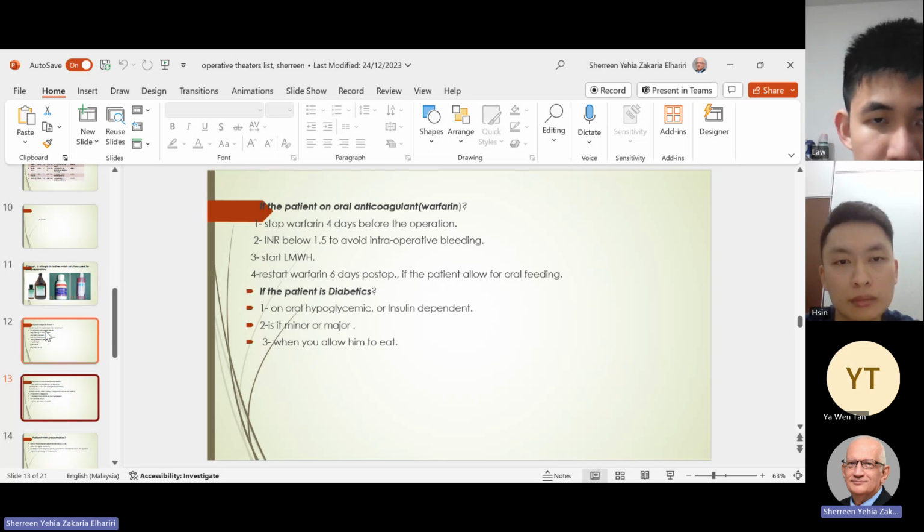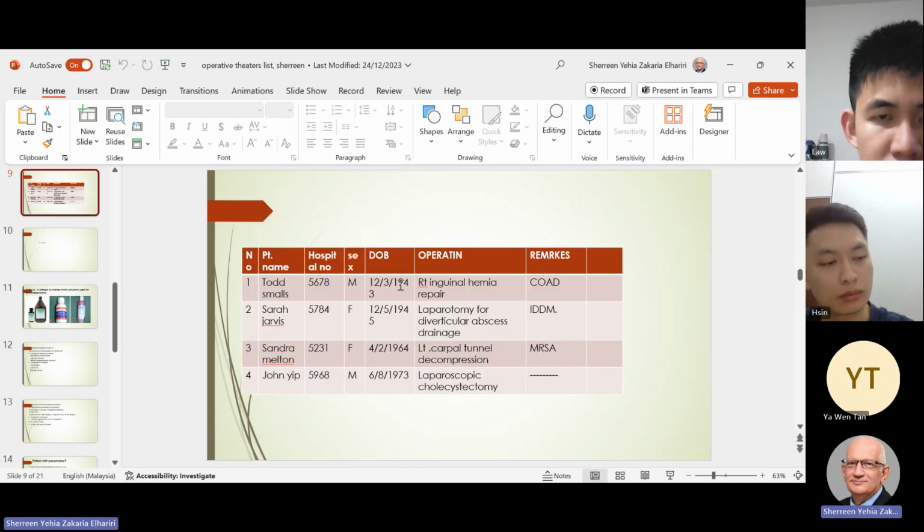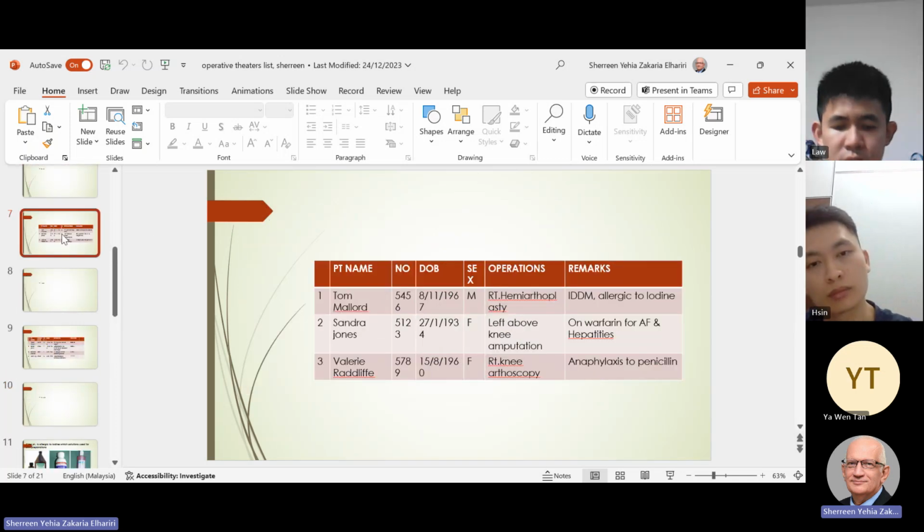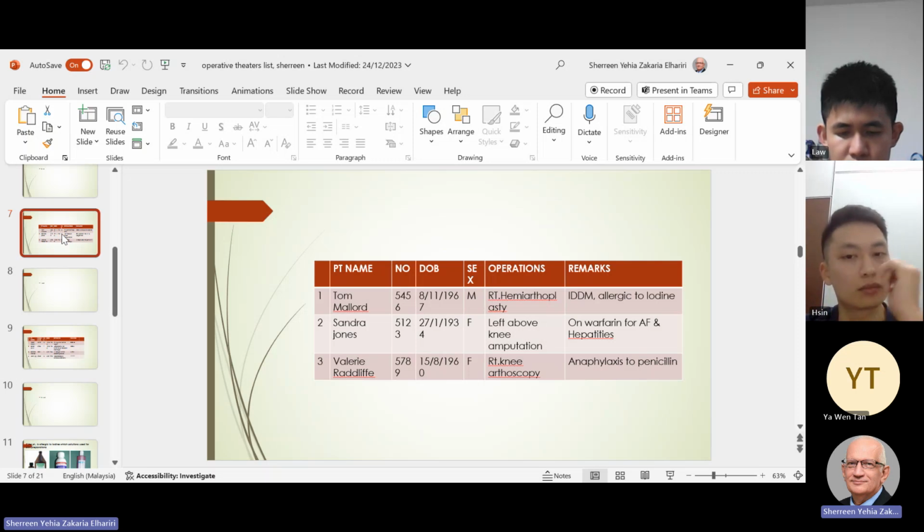After that, we have one patient on an oral anticoagulant. We have a patient here. He will have a left above knee amputation, apart from hepatitis, but he is on an oral anticoagulant, warfarin, for AF. So what shall we do?